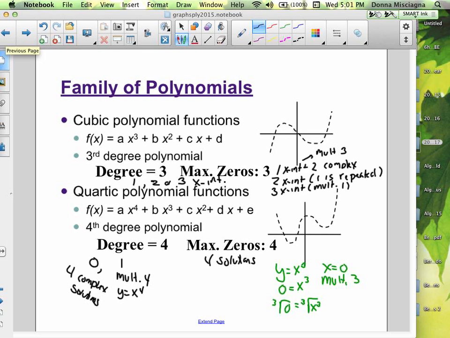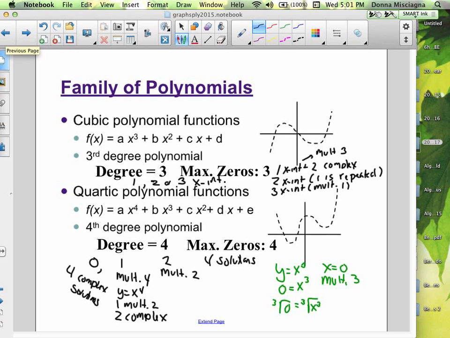It could have also 1 repeated, and it can't have 3. So it could have 1, no, that's it. That's the only way. The only way to have 1 x-intercept is, oh no, there's one other way. So if I have 1 with multiplicity 2, and I have 2 complex, that would be the other way to have only 1 x-intercept. I could have 2 x-intercepts, and it might be that they have multiplicity 2.